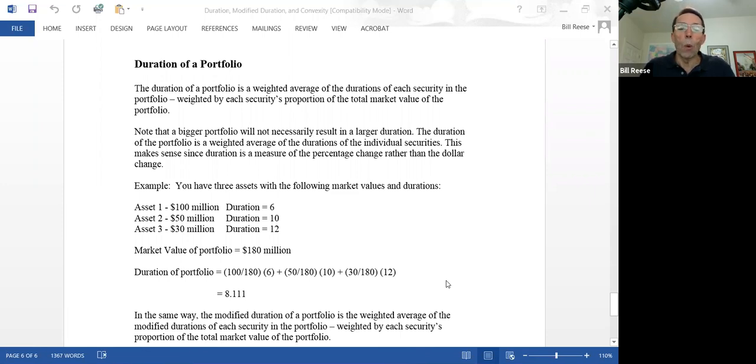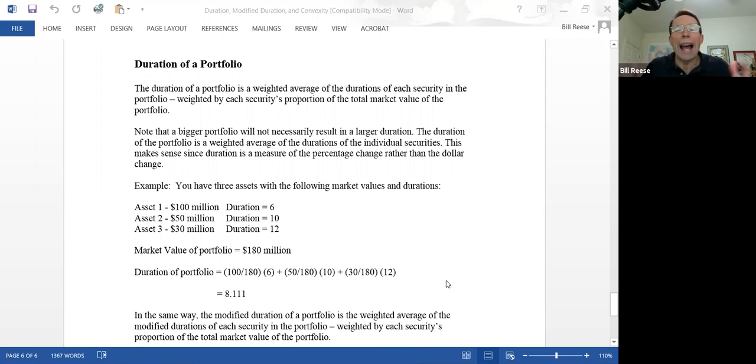So clearly the weights add up to 1, right? And what this does, you notice, is it puts a stronger weighting on the assets that have a higher market value. So if an asset has a really high duration, but it's just a small part of your portfolio, it's not going to have a big effect on the duration of the portfolio. The assets that will have the biggest effect on the duration of the portfolio are going to be the assets that comprise a larger part of your portfolio. So in this example, the duration of the portfolio would be 8.111.